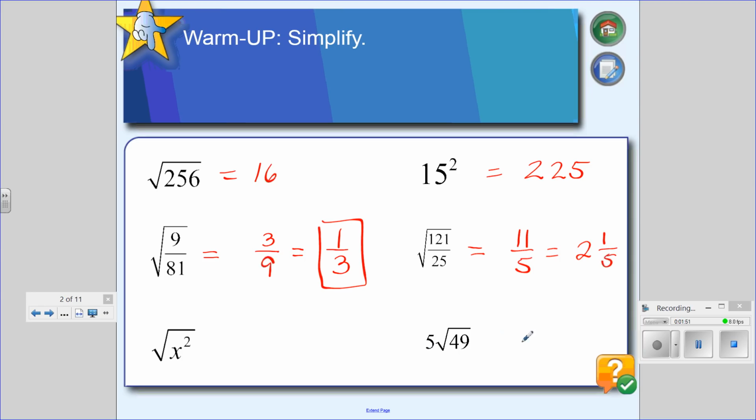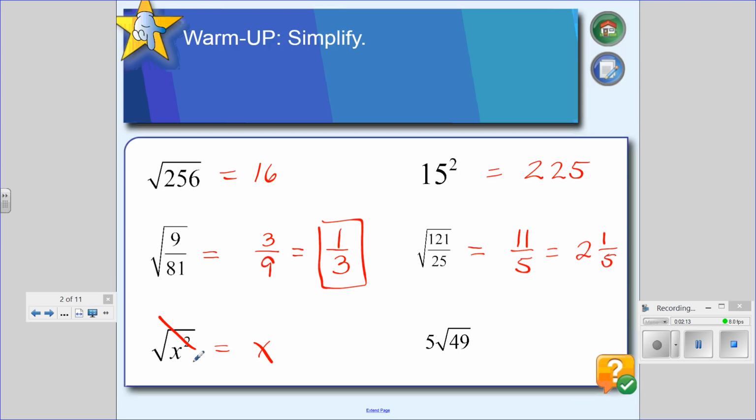Now, I left these ones blank because these are sort of ones that we did not go into. Square root of x squared. When you undo something that is squared, well, x is being squared. The square and the square root will undo each other, and you're just going to simply get x. Right? And that makes perfect sense.